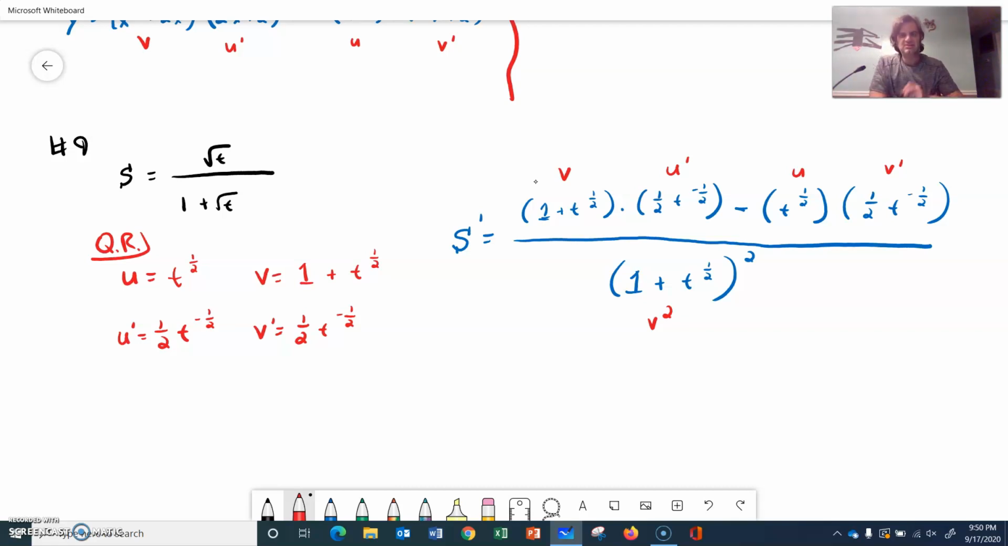Now, if you got some questions and the back of the book looks a little bit different, let me know and I'll be happy to kind of walk you through getting to the back of the book.